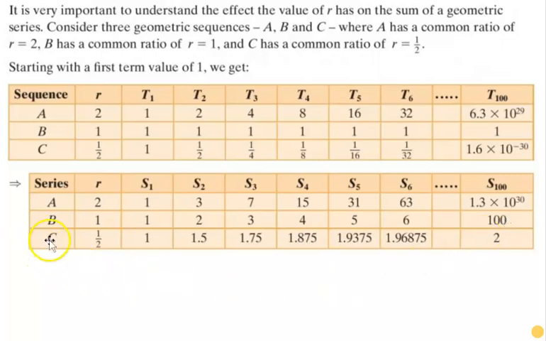Then for sequence C, again, we start off with 1 because term 1 is just 1. S2 is 1.5 because 1 plus a half is 1.5. S3 is 1.75 because 1 plus a half plus a quarter is 1.75, and so on. Notice that as our S's increase, S3, S4, S5, S6, our sum is getting closer and closer and closer to 2. 1.96875 is very, very close to 2. And S100 rounds off to approximately 2.